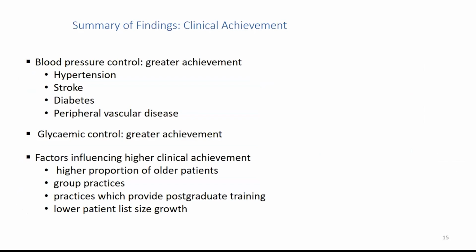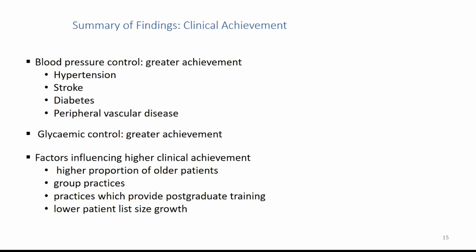So here's just a summary of findings looking at clinical achievement and how it relates to general practice funding. So blood pressure control, there was greater achievement in higher funded practices for hypertension, stroke, diabetes, and peripheral vascular disease. There was also greater achievement in well-funded practices in that they had better glycemic control, so better control of your patients with diabetes. So other factors influencing higher clinical achievement are things like a proportion of older patients.